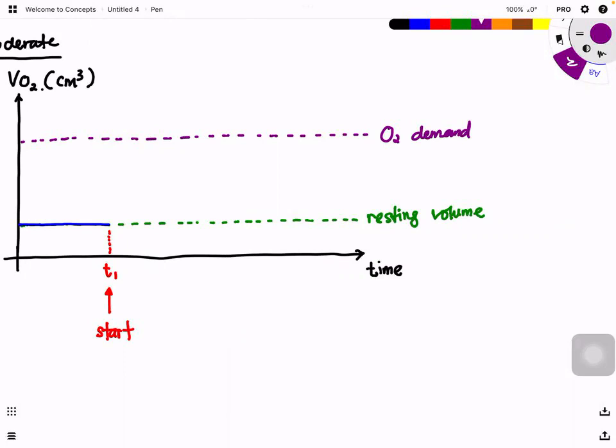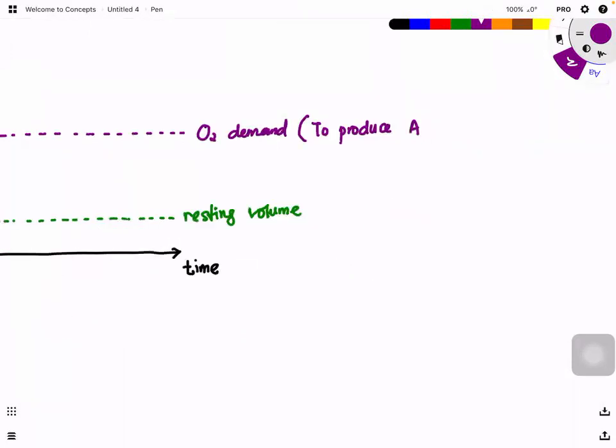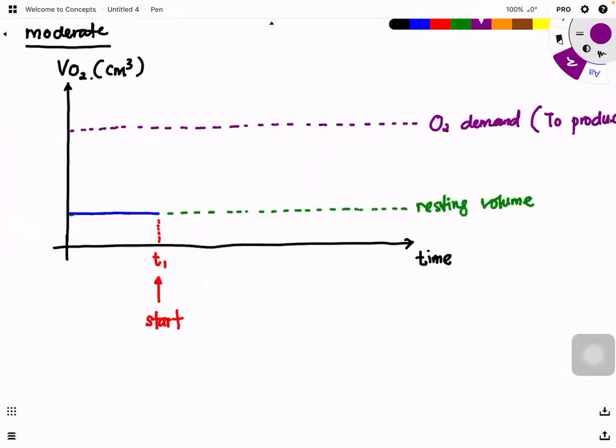So O2 demand is the O2 needed to produce sufficient ATP for you to carry out this activity. Your body may not adjust immediately, but we do know that slowly we can adjust our body physiology to meet the demand. When you meet the demand, you can see there is a delay in time. This is T2.